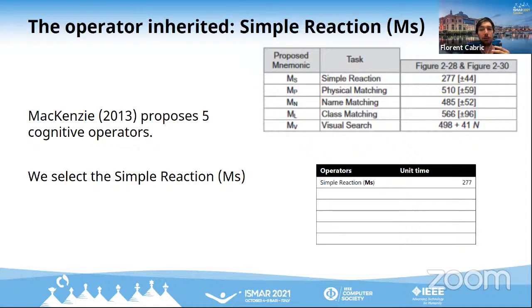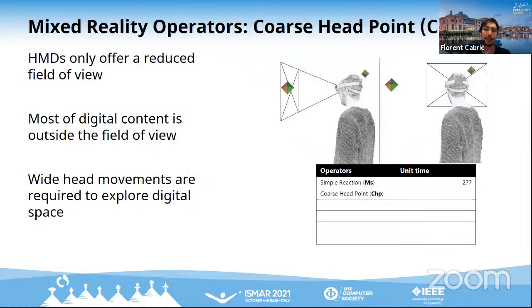The first operator models the cognitive actions. In interactive systems, many actions require a reaction time to start a new action, for example, after feedback. The simple reaction operator was designed by MacKenzie in 2013 to model this kind of reaction. In a mixed reality HMD environment, the digital field of view is reduced compared to the field of view of human eyes. So most of the digital content with an HMD is placed outside the field of view. Thus, exploring the digital space requires wide head movements. These movements are modeled with a coarse head point operator.